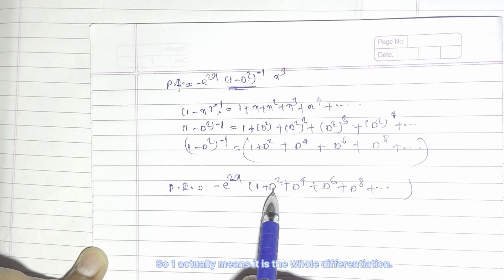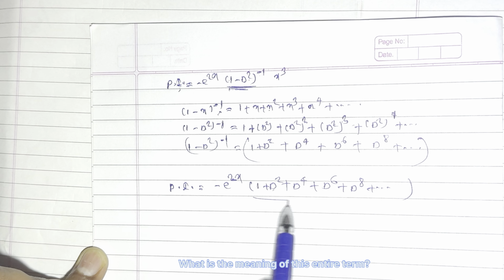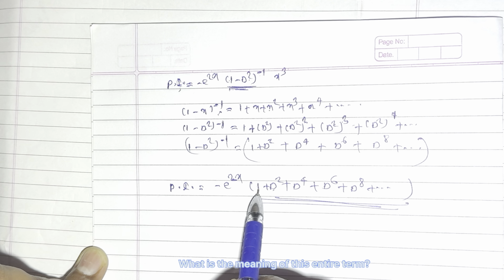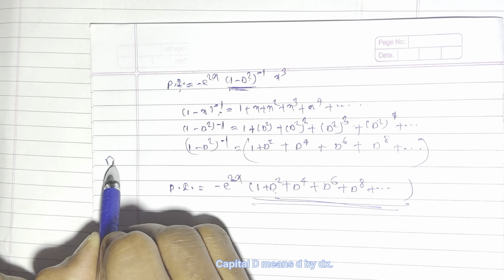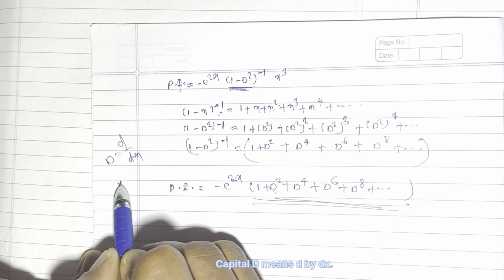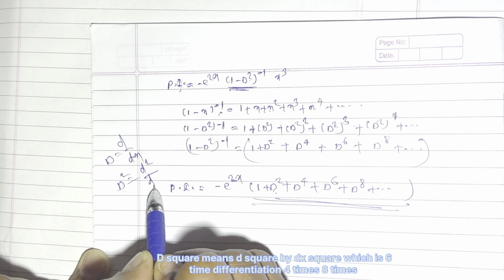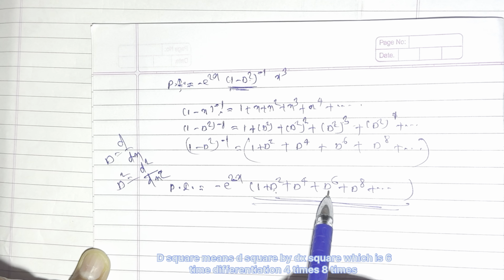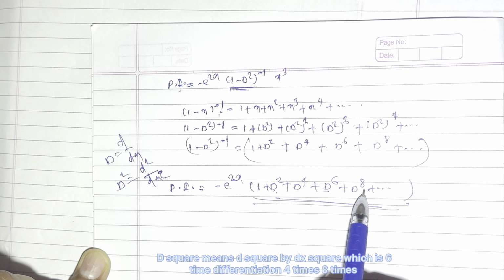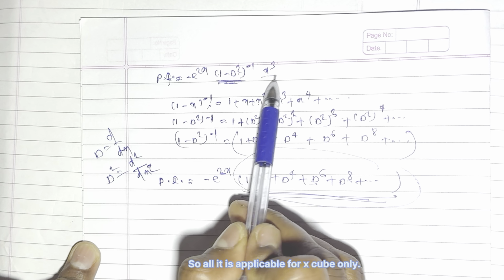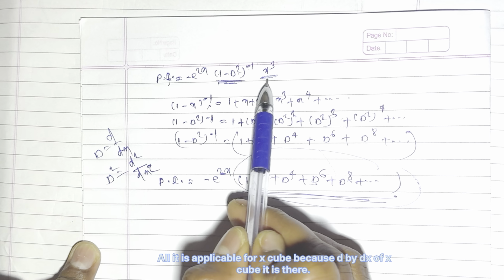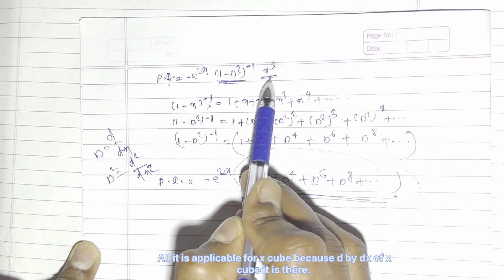In actual, it means double differentiation. What is the meaning of this entire term? 1 plus twice differentiation here. Capital D means d by dx, d square means d square by dx square, and so on: 6 times differentiation, 4 times, 8 times differentiation. So all of it is applicable for x cube only, because d by dx of x cube exists.